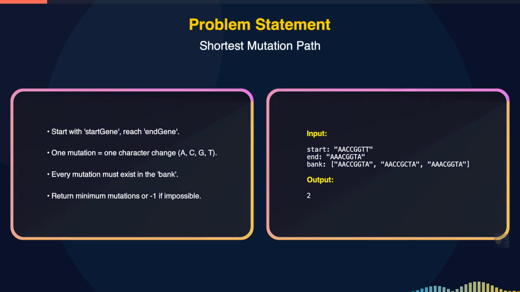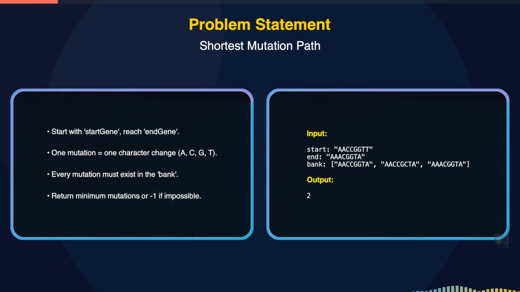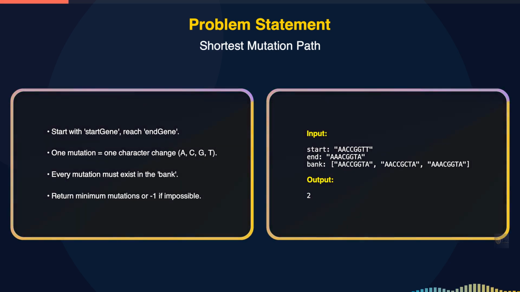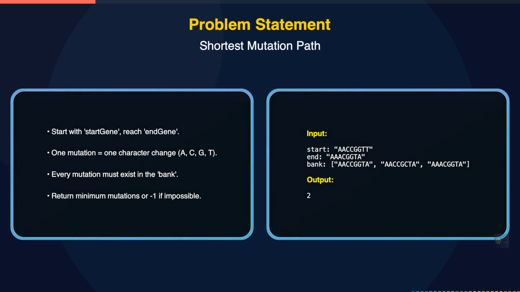We are given a starting gene string and a target gene. Each gene is 8 characters long, using only A, C, G, and T. We can change one character at a time, but there is a rule: every intermediate mutation must be registered in our genetic bank. Our goal? Find the absolute minimum number of mutations to reach the target. If it's impossible, we return -1.